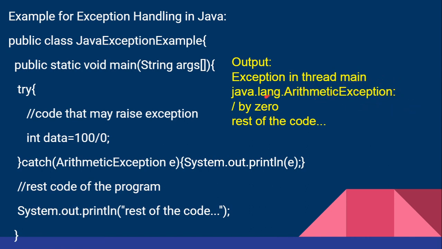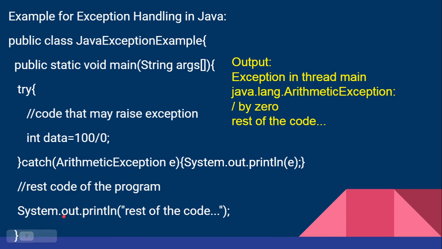Okay, and the exception name is divide by 0. So when this code is executed, 100 by 0 will raise the exception divide by 0, to say that it cannot mention the data as divide by 0. And then the rest of the code, as I have mentioned here, after this catch block is handled, the remaining code of the program will be executed as usual.